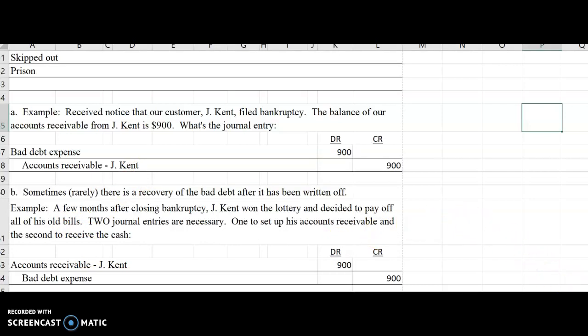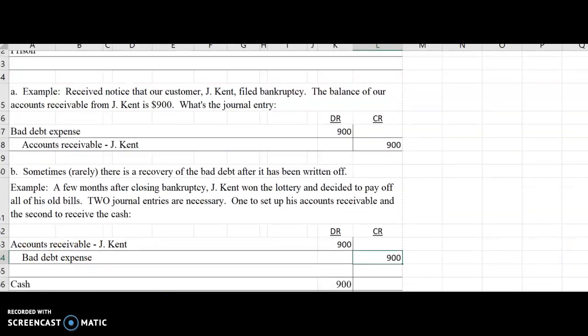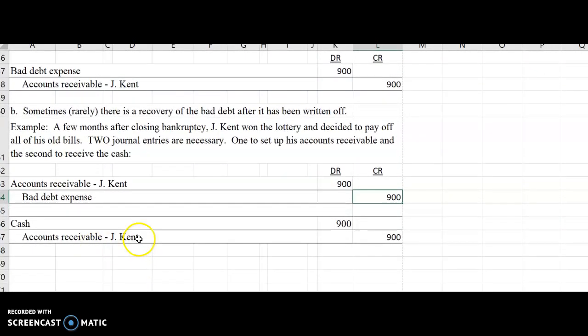So to set up his accounts receivable, we need to debit accounts receivable J. Kent for $900 and credit bad debt expense for $900. That's just reversing that journal entry. Now J. Kent's receivable is back on the books, so we can receive the cash, debit cash, credit accounts receivable, J. Kent.